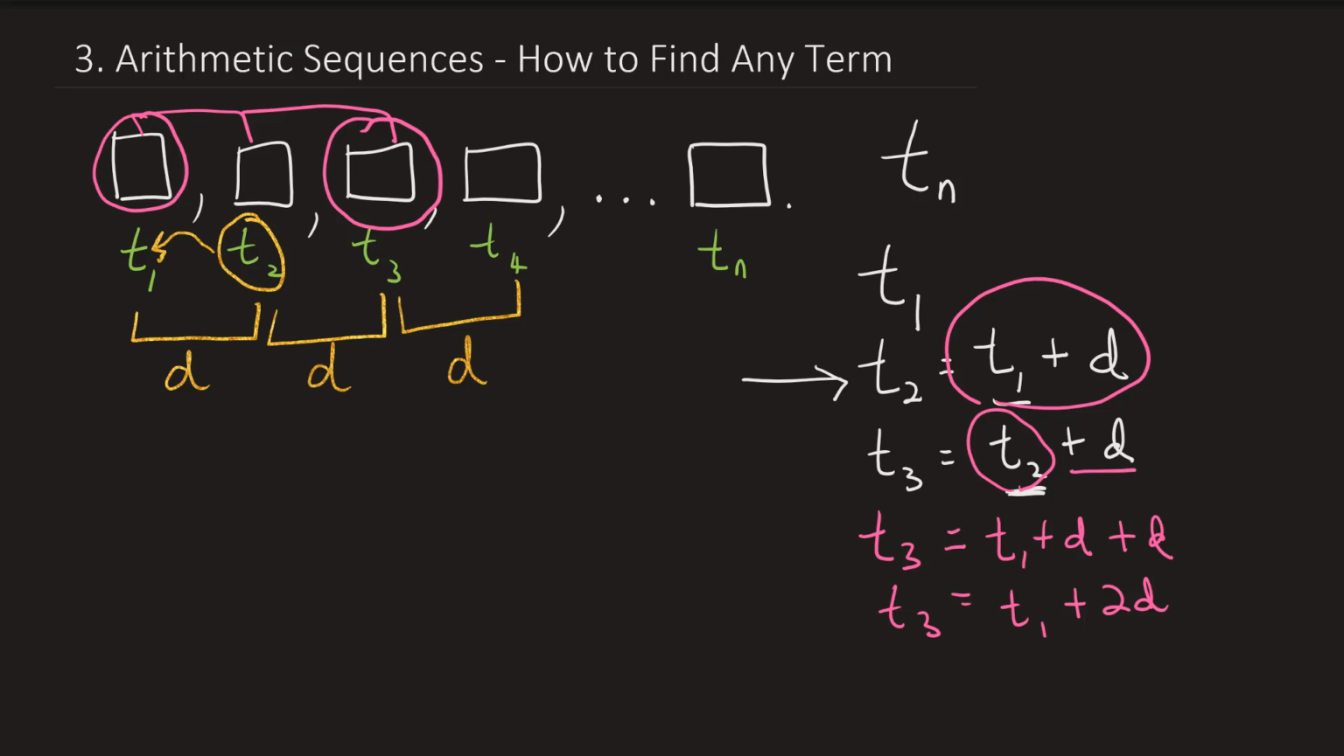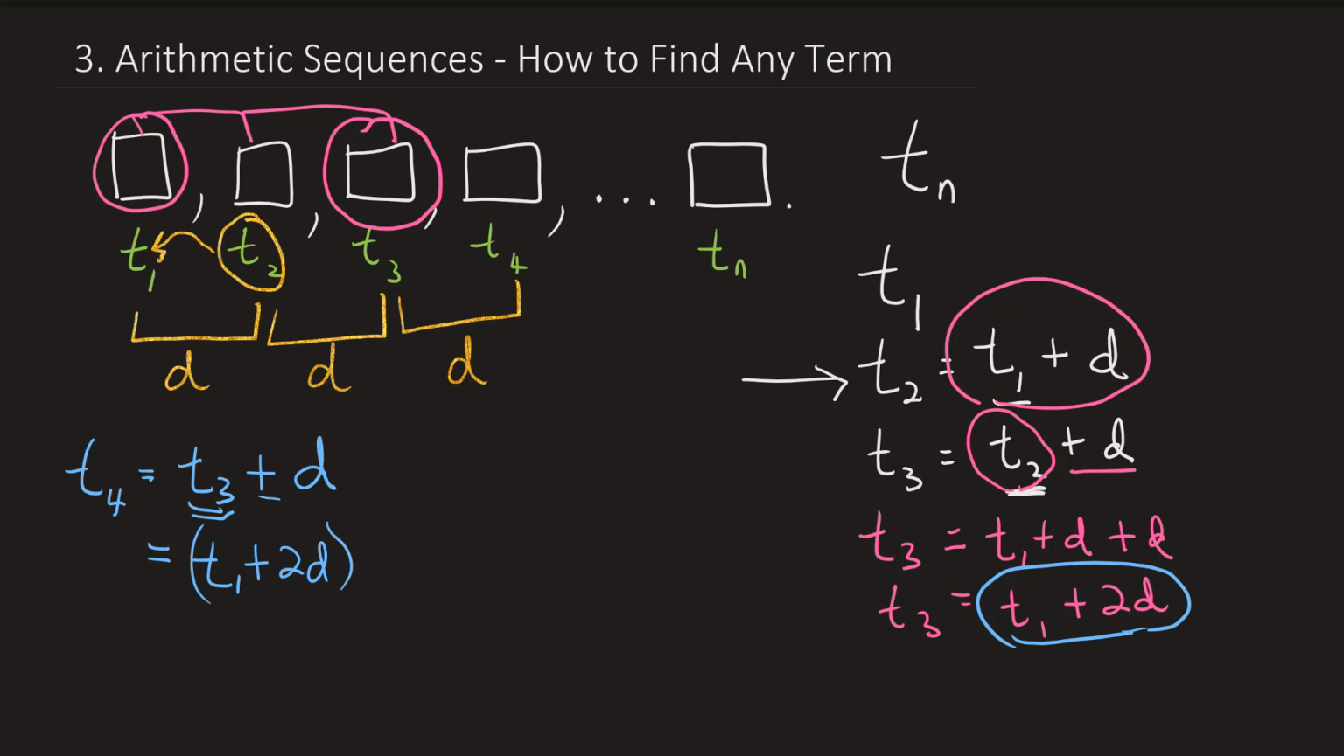So let's keep going. Let's go to T4 now. So T4 is going to be the term before it, which is T3 plus D. And instead of writing T3, I'm going to substitute this into it. So that T4 is T1 plus 2D. And don't forget, we need to add that on. So that T4 now becomes T1 plus 3D.